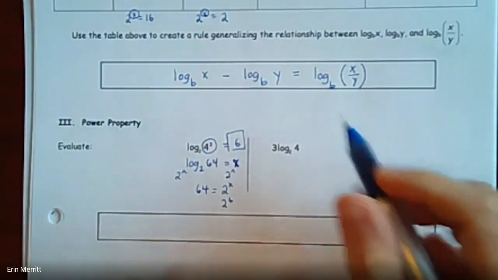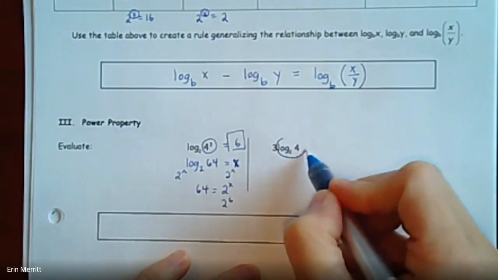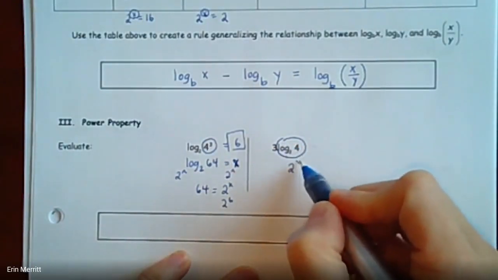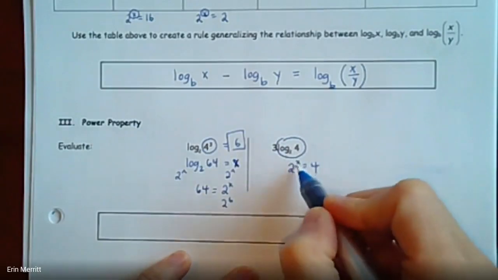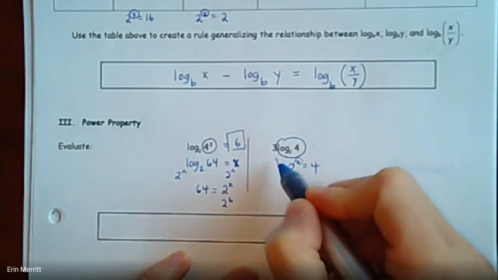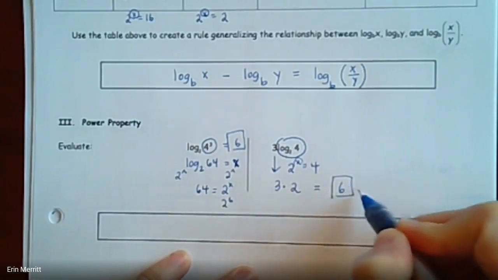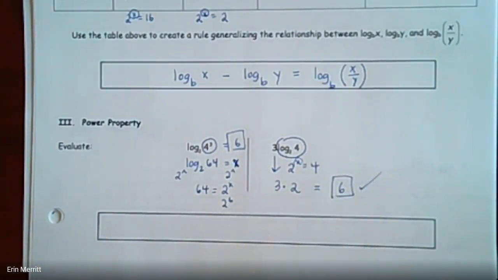Over here, what it's saying is let's evaluate this part first. Well, that part alone is the same as saying 2 to what power is equal to 4. That would be a 2. And then multiply it by the 3. Look at what happens. Ta-da! Same answer. There's that 6 again.